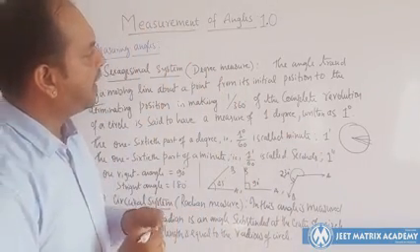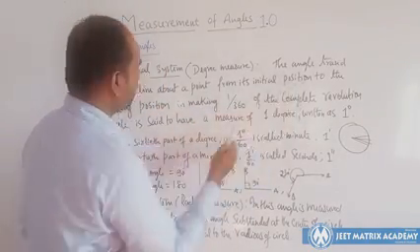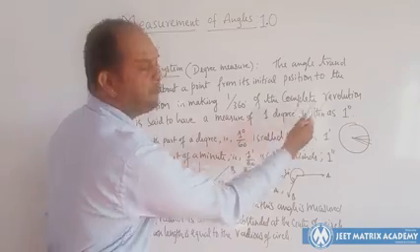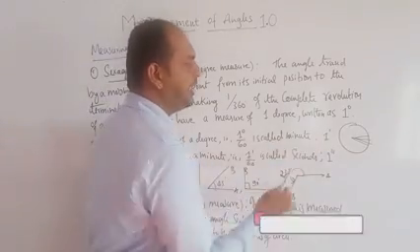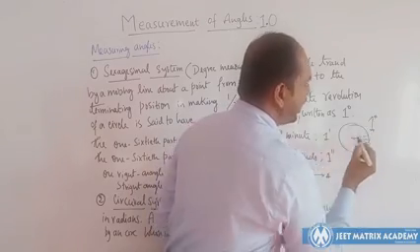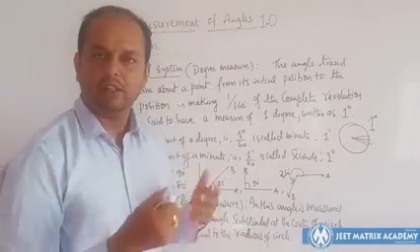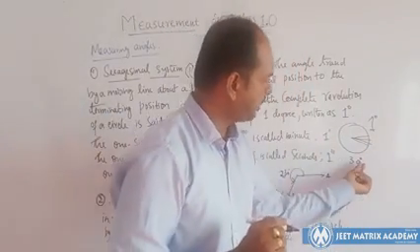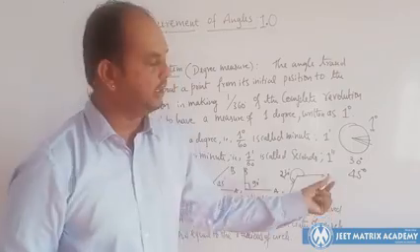That is, the angle traced by a moving line about a point from the initial position to the terminating position, making 1/360th of the complete revolution of a circle, is said to have a measure of 1 degree. It is written as 1 with a small 0 as superscript. This is how you write 1 degree, 30 degrees, or 45 degrees.